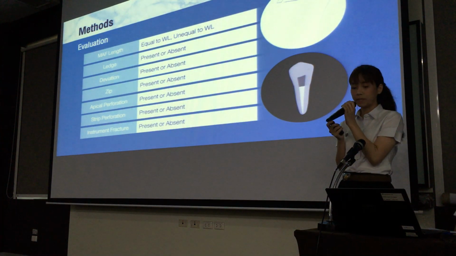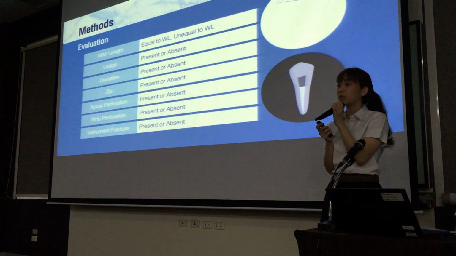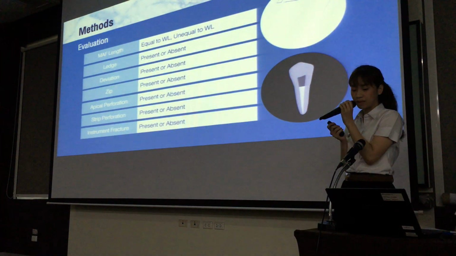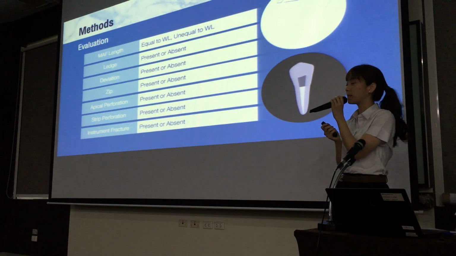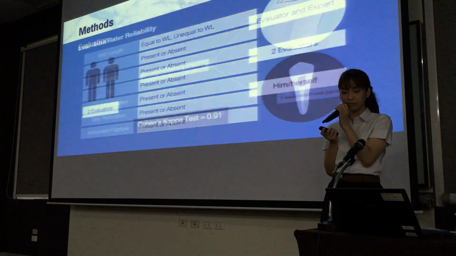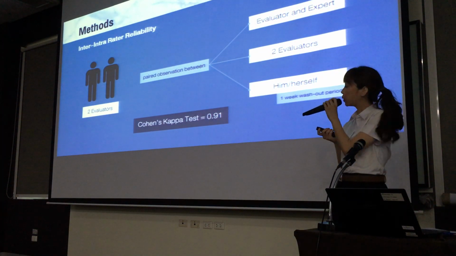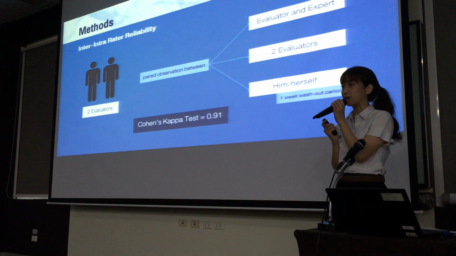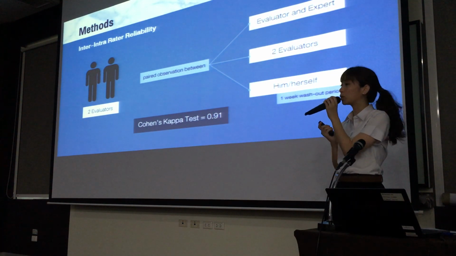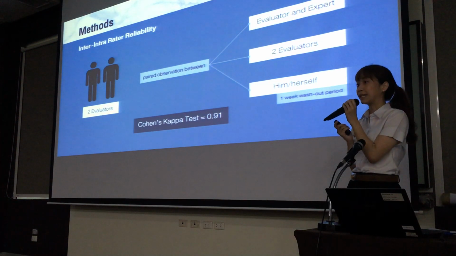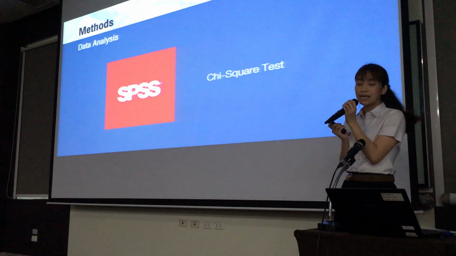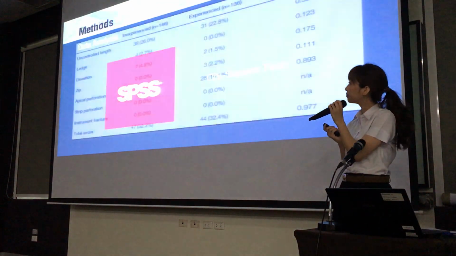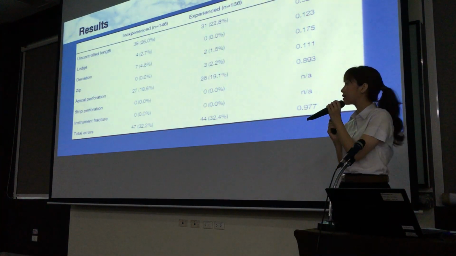The quality of canal preparation was then evaluated from the radiographs by recording the canal length and the presence of ledge, zip, deviation, apical perforation, strip perforation, and instrument fracture. For the radiograph evaluation, two evaluators were tested for inter-rater reliability with a kappa coefficient equal to 0.91, which indicated excellent reliability. The data analysis was completed by the SPSS program using chi-square tests. And now is the result of our study.